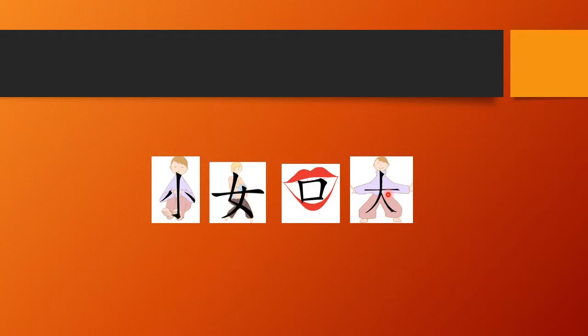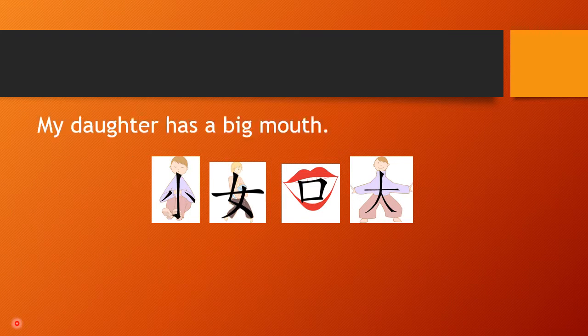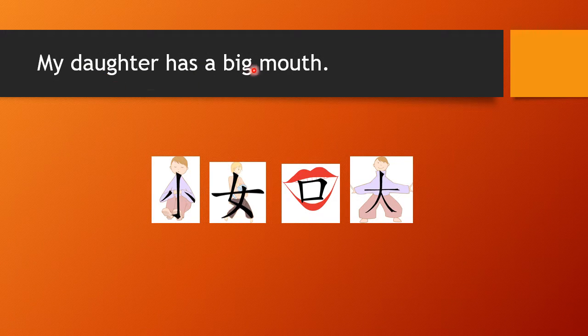Remember? You have no verb to be. So, you could say my daughter has a big mouth or my daughter's mouth is big. Same thing. Well, not the same thing because then the parts of speech are different, but it would be written the same way in Chinese. Good?